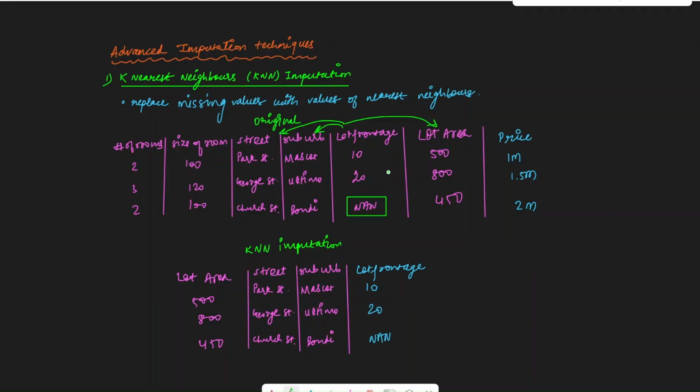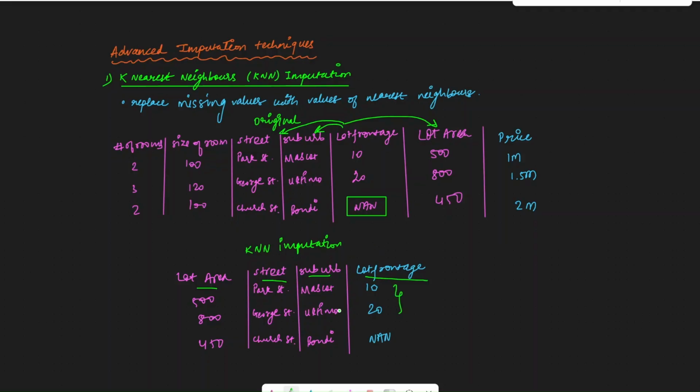So this is how we are going to find out the lot frontage. I'm going to create another model. Before predicting the house price, we are going to first find out these NaN values. I'm just going to pick up the columns that are needed, which is lot area, street, and suburb. These three will form my independent features, and lot frontage will form my dependent feature. On the basis of these three features, I'm going to predict what lot frontage is using the KNN algorithm.